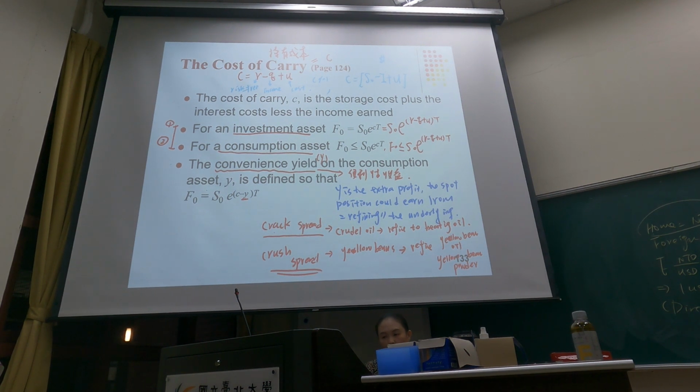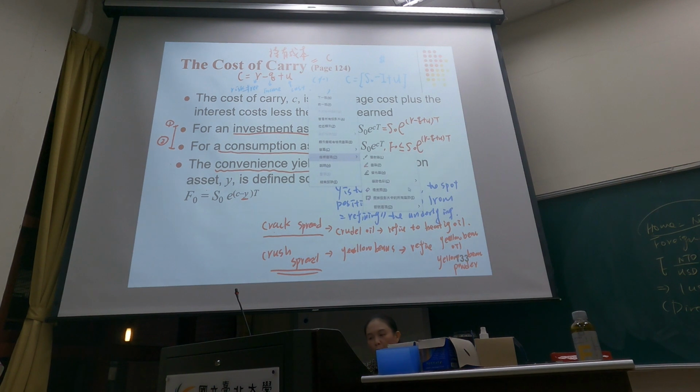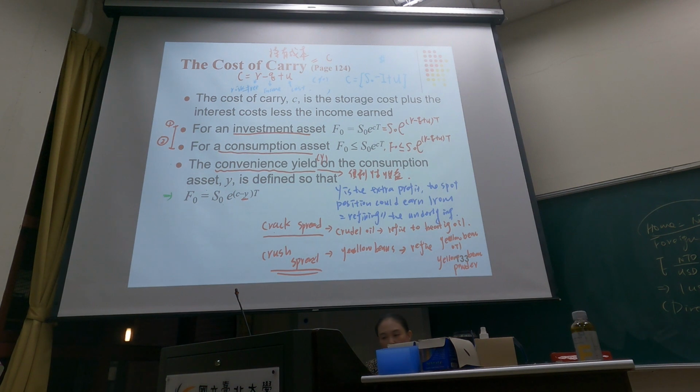Okay. Now, finally, your full pricing model can be F0 equals S0 e to the power of the cost of carry minus yT, right? And then if you expand that, F0 equals S0 e to the power of (r minus q plus u minus y)T. That's the full model. Okay? So far so good? Yeah?